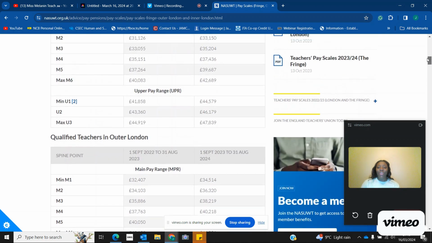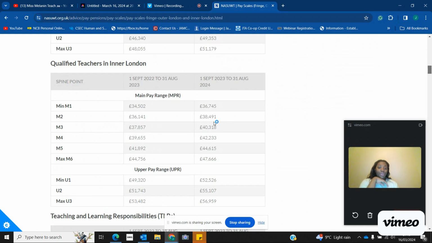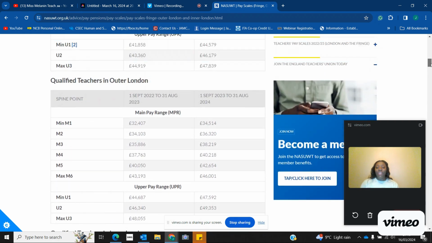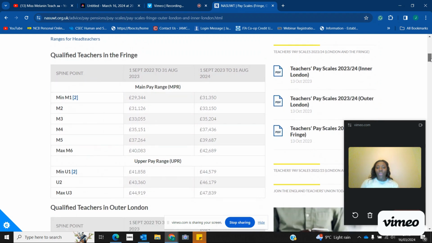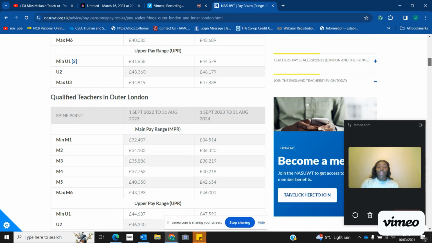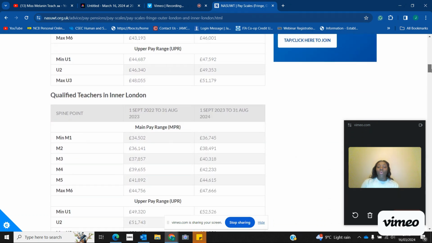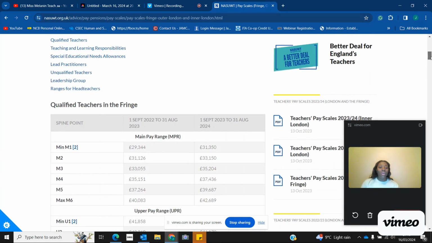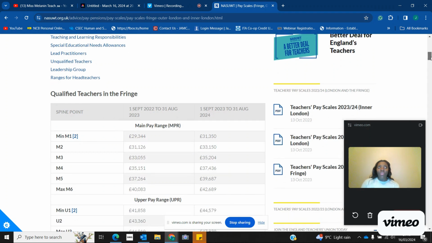When you look at inner London, because we just looked at outer, minimum is going to be 36,745 on M1, and maximum 47,666. Good. Now, what you'll notice is with the fringe, it starts at 31, with outer London 34, and then qualified in inner London is 36. It's normally roughly about 2,000 of a difference per annum, annually, the closer you get to London.